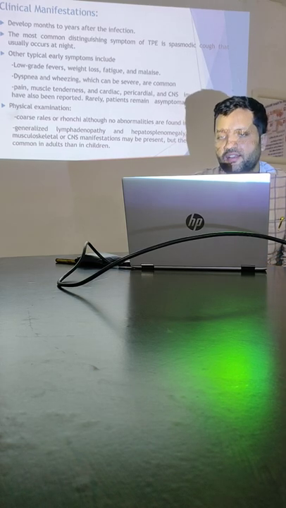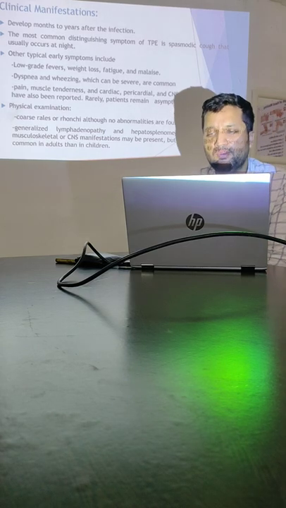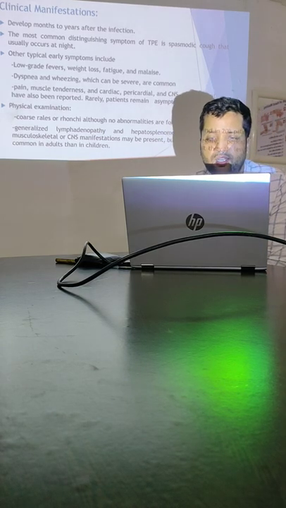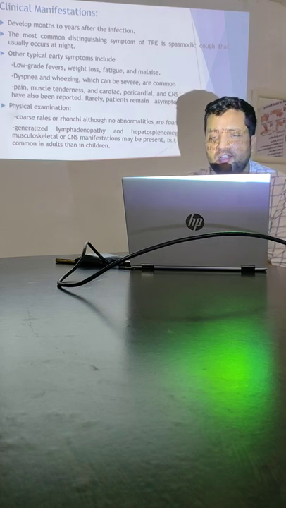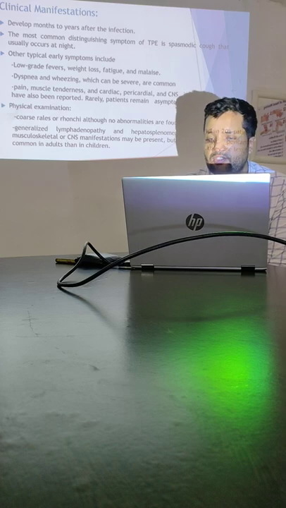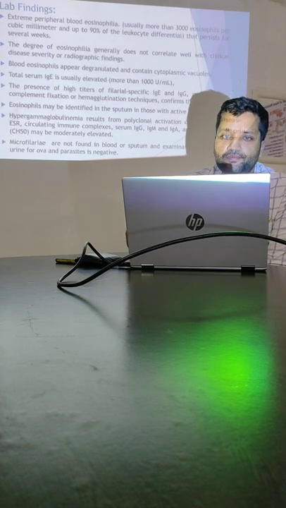Rarely, patients remain asymptomatic. On physical examination, no abnormality is found in 20% of patients. Generalized lymphadenopathy, hepatomegaly, pericarditis, myositis, and skeletal or CNS manifestations may be present, but they are less common in adults and even children.